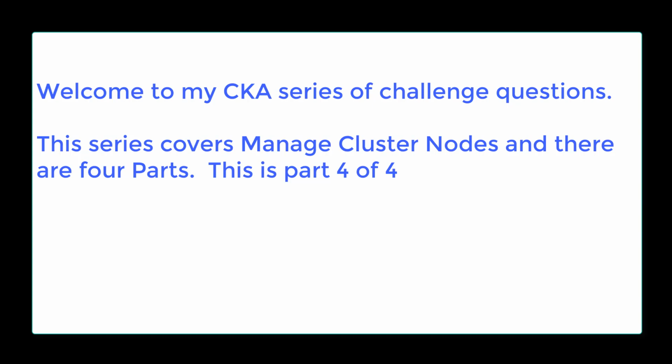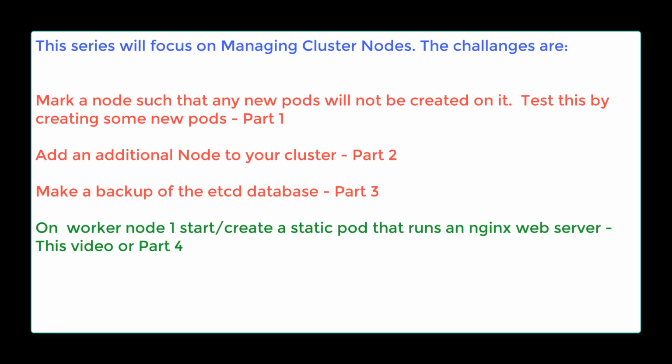This series covers managing cluster nodes, and there are 4 parts. This is part 4 of 4. This series will focus on managing cluster nodes. Mark a node such that any new pods will not be created on it. This was done in part 1. Add an additional node to the cluster. This was part 2. Make a backup of the etcd database. This was part 3. And in this video, on worker node 1, create a static pod that runs an Nginx web server. Good luck.